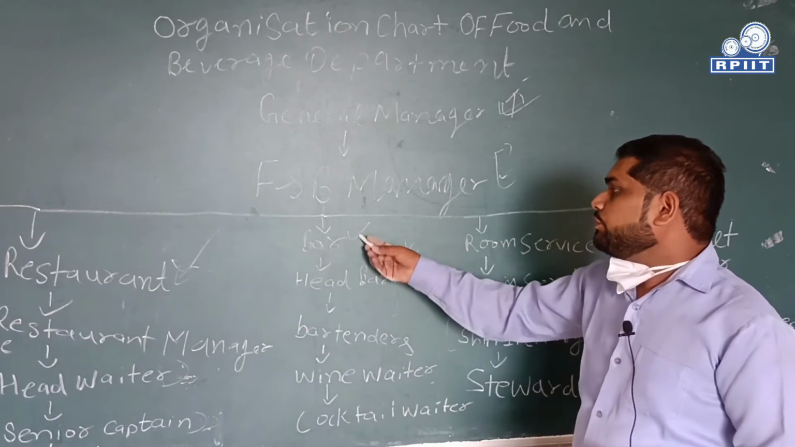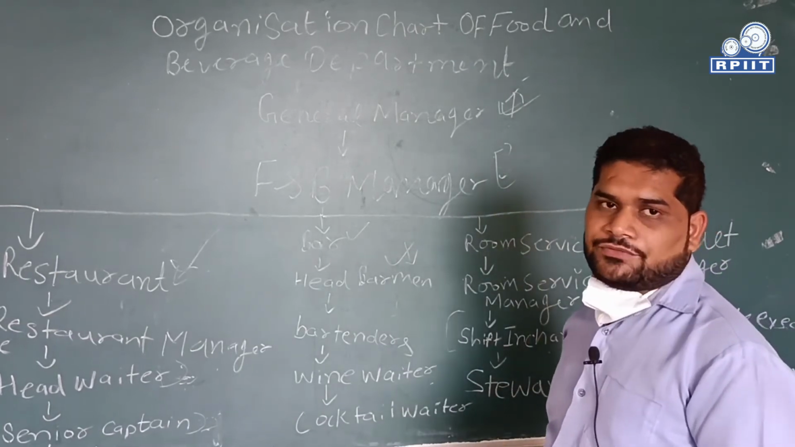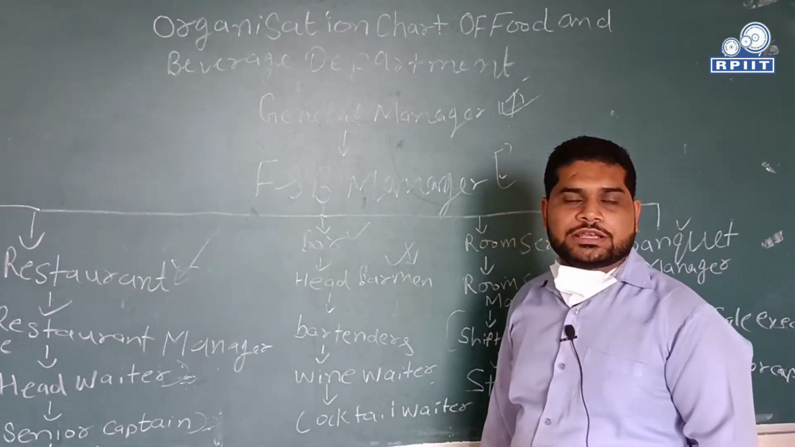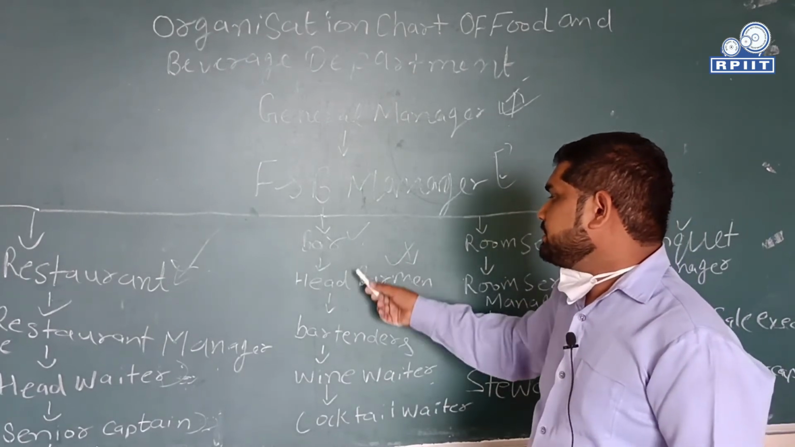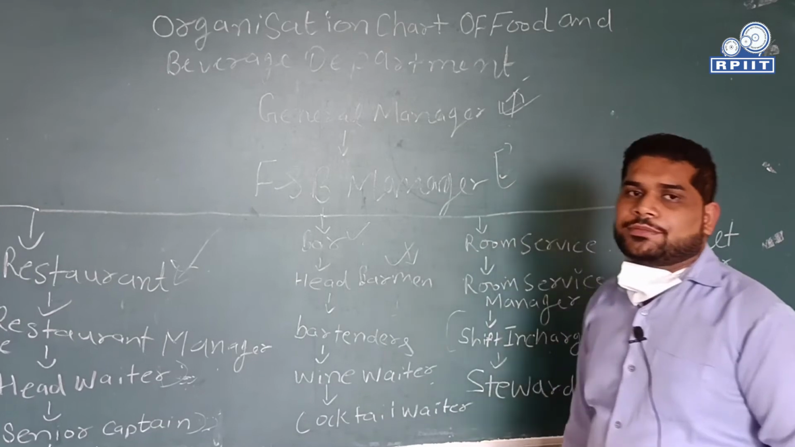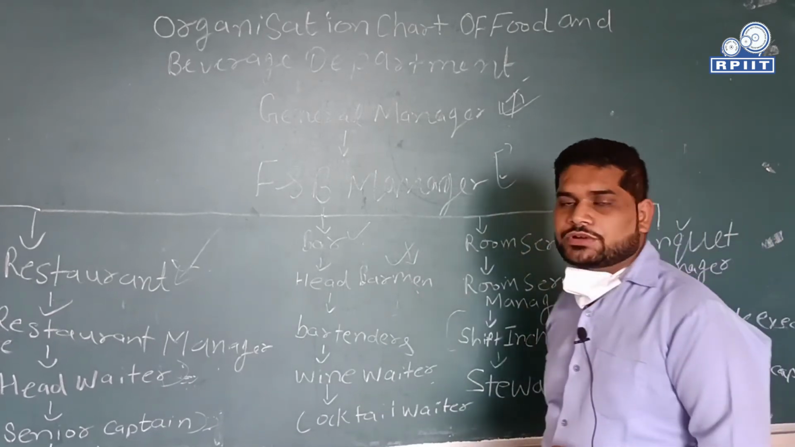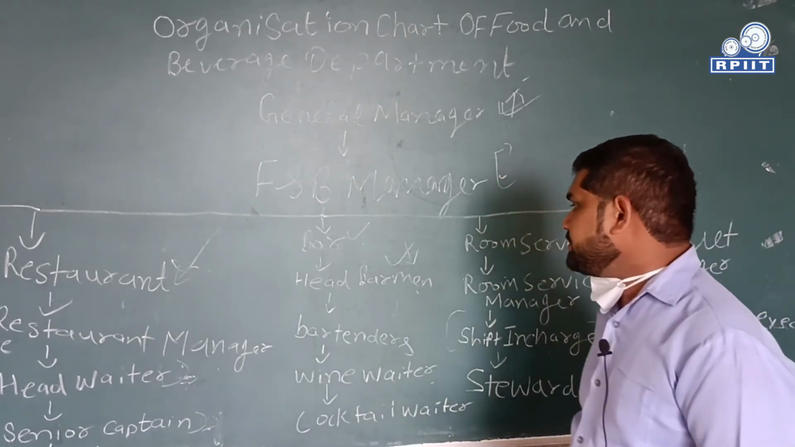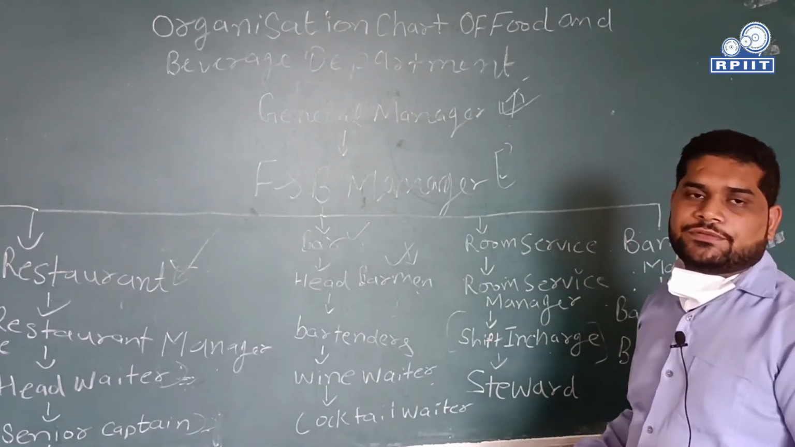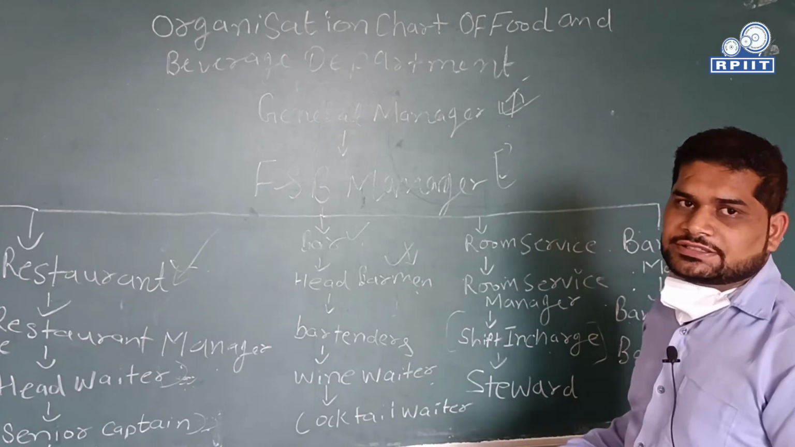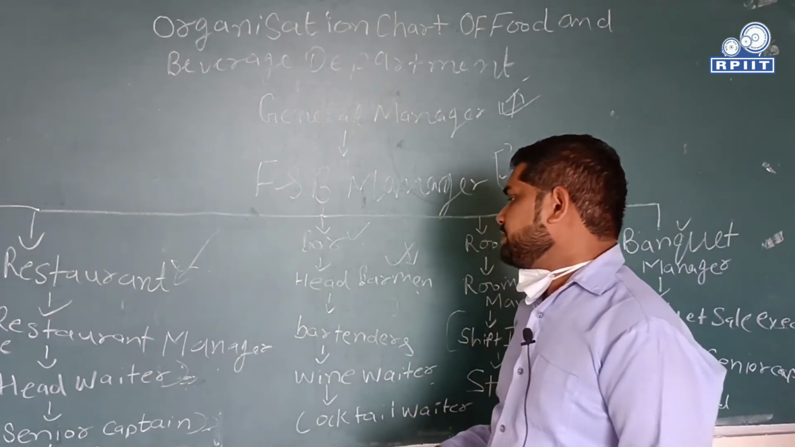And now we come to the bar. The bar is the place where alcoholic and non-alcoholic beverages are served to the guests, and it is headed by the head barman. The head barman is the person who controls every activity going on in the bar. They take the briefing and debriefing and coordinate the staff according to the situation.